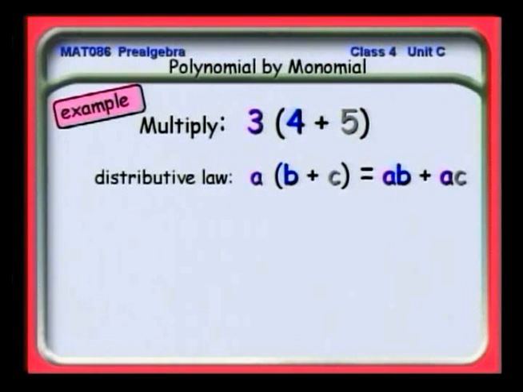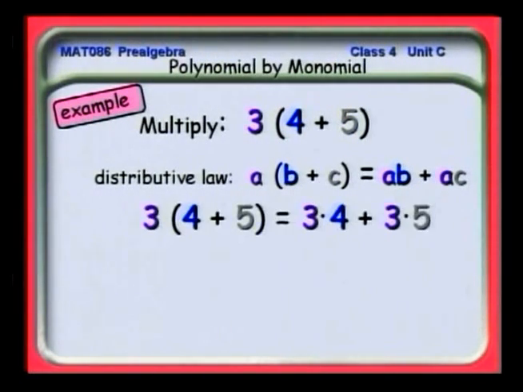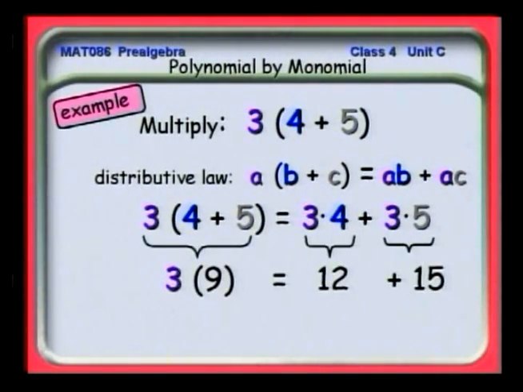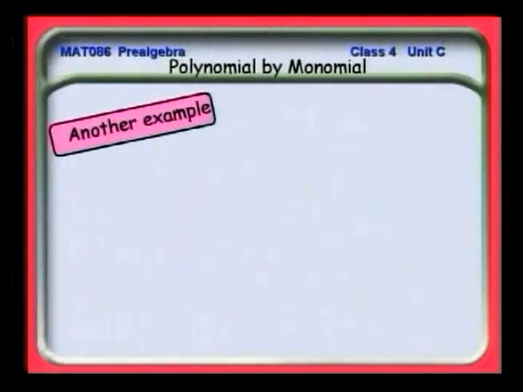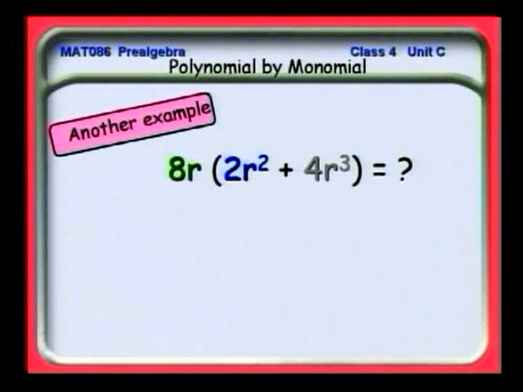Just with numbers, if we have the distributive law, 3 times the quantity 4 plus 5 is 3 times 4 plus 3 times 5. I get 3 times 9, that's equal to 12 plus 15. 3 times 9 is 27. If I add 12 to 15, I also get 27. So we see the distributive law works for numbers. Let's look at it with variables.